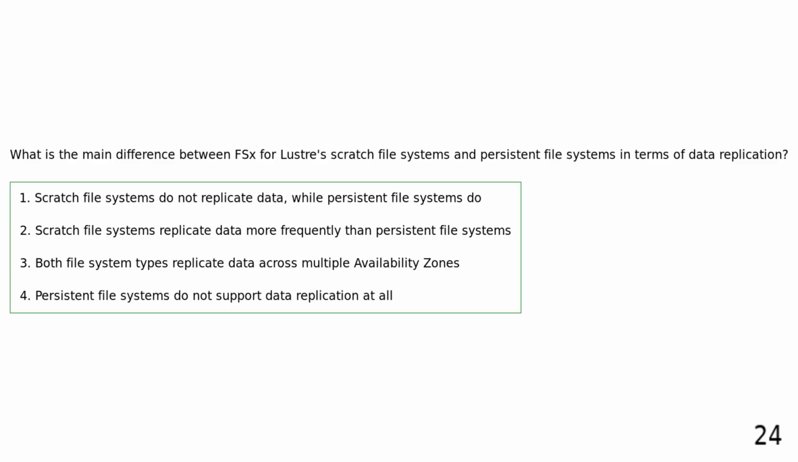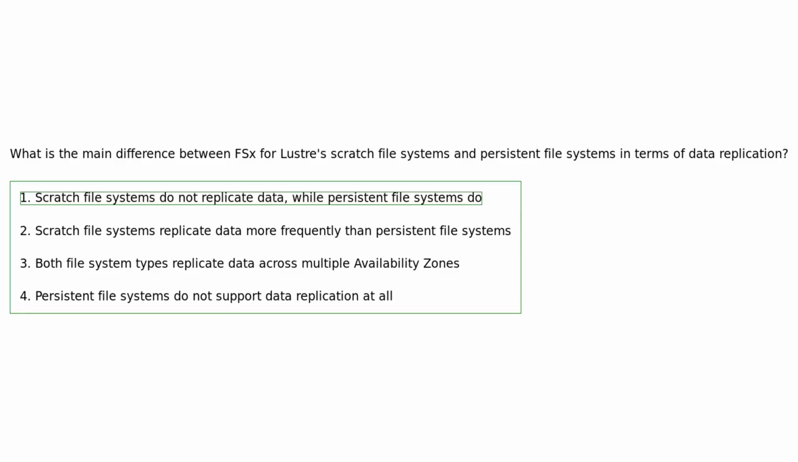What is the main difference between FSx for Lustre's scratch file systems and persistent file systems in terms of data replication? Scratch file systems do not replicate data, while persistent file systems do. Scratch file systems replicate data more frequently than persistent file systems. Both file system types replicate data across multiple availability zones. Persistent file systems do not support data replication at all. The key difference is that scratch file systems in FSx for Lustre do not replicate data, accepting the risk of data loss for better performance, while persistent file systems replicate data for durability.